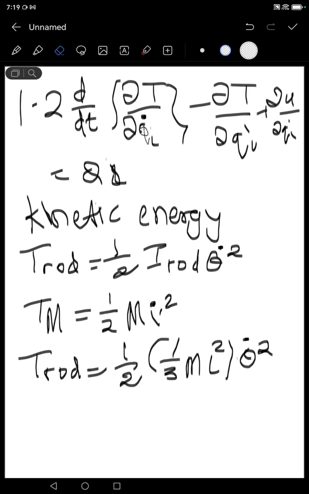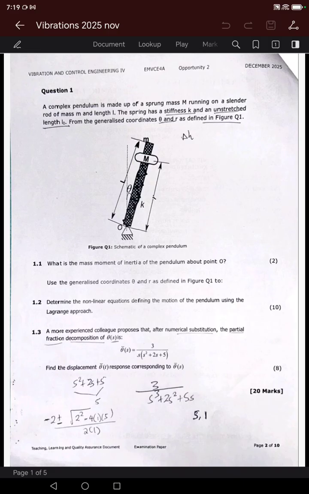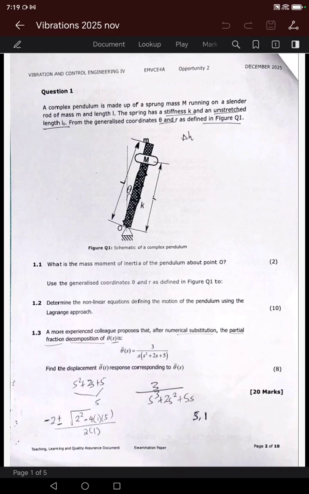So to get the V squared, we're gonna use the right angle triangle. As you can see from our diagram, we have the theta here, so it can form the right angle triangle, we're gonna have the x and the y. So velocity squared is equal to x dot square plus y dot square.